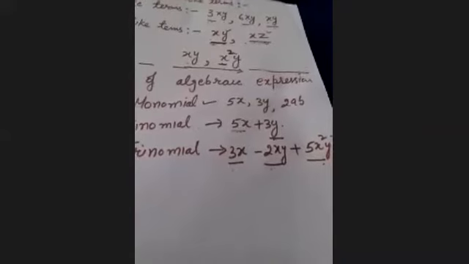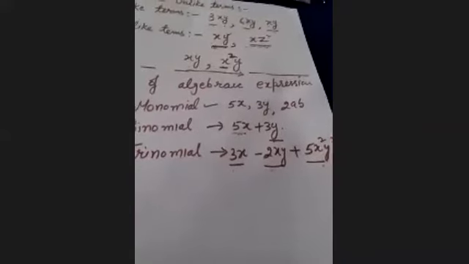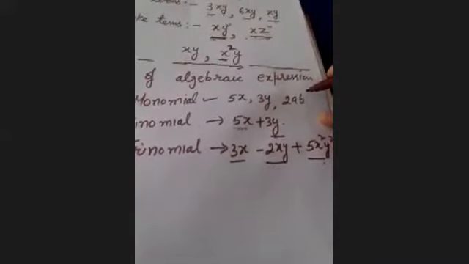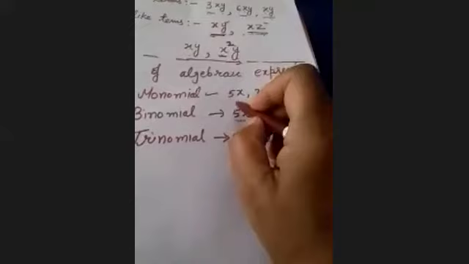Clear, students? Next, types of algebraic expressions. First is monomial. If an algebraic expression has only one term, then these types of expressions are known as monomials. For example, 5x, 3y, 2ab. These are three algebraic expressions.